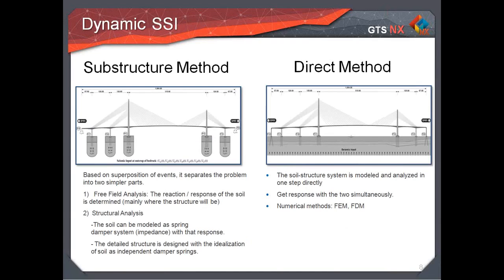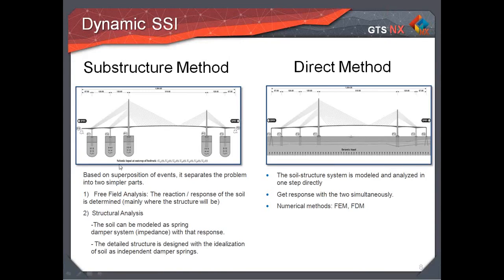One is known as the substructure method, which is based on the superposition of events. We separate the problem. First, we do what is known as a free field analysis on the site only, on the ground, and we run maybe a time history analysis with a seismic wave, and we study the displacements, the velocities, and the accelerations at the site of interest where the structure might be.